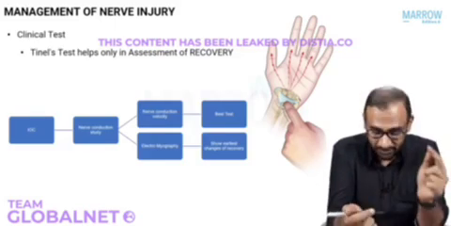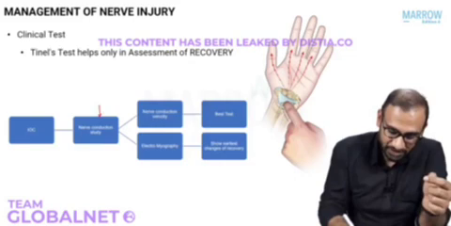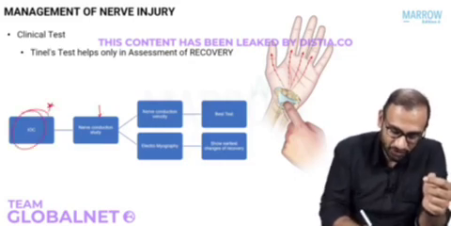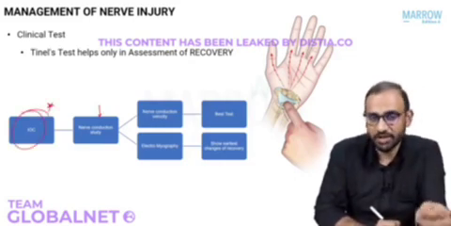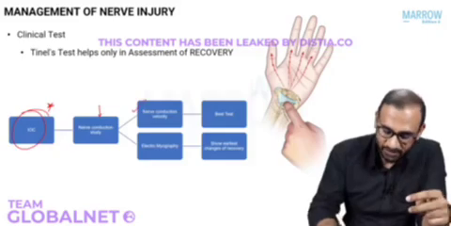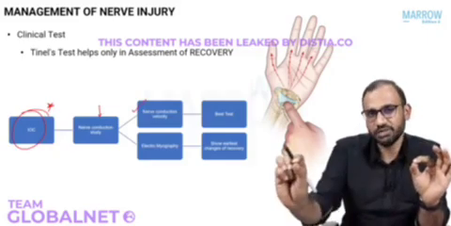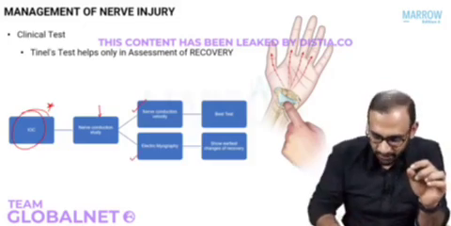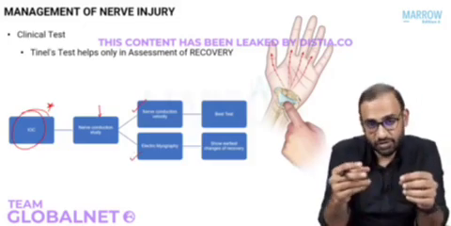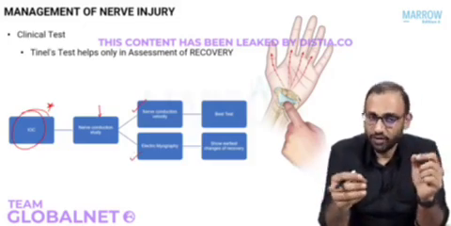All this information will be given to us with the help of nerve conduction studies, which is the investigation of choice. And in nerve conduction studies, remember, there are two parameters. One is the nerve conduction velocity, the speed at which the impulse is getting transmitted through the nerve. The other is electromyography, the response of the muscle based on the stimuli of the nerve.